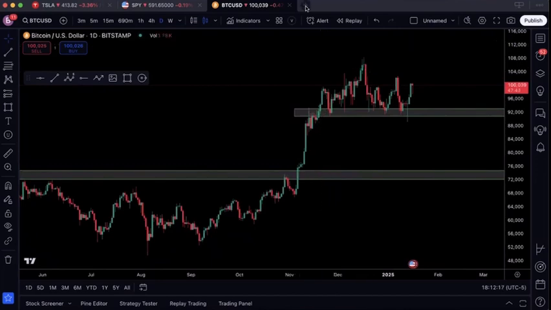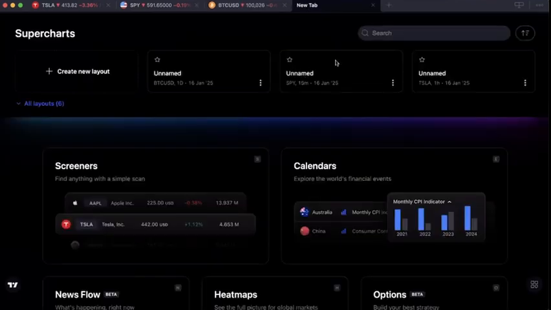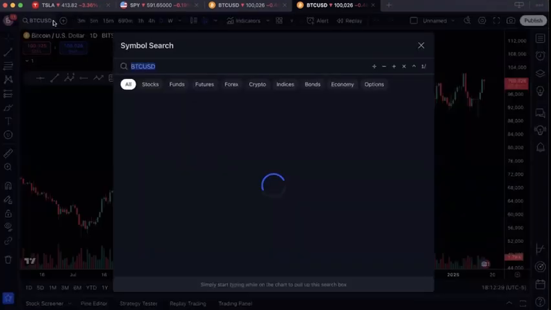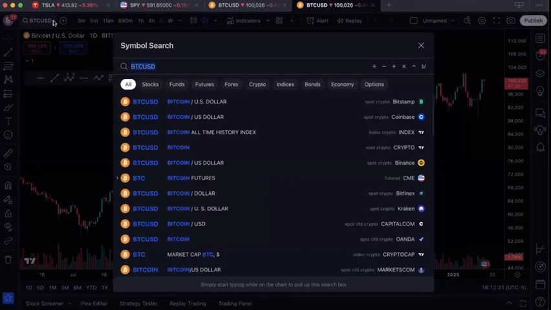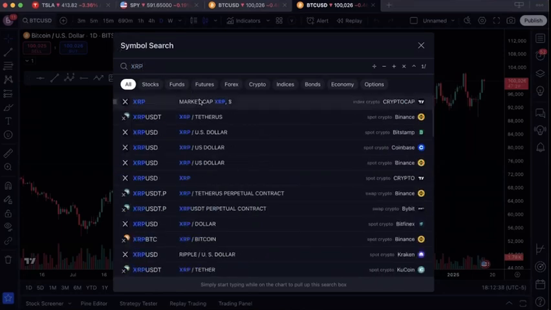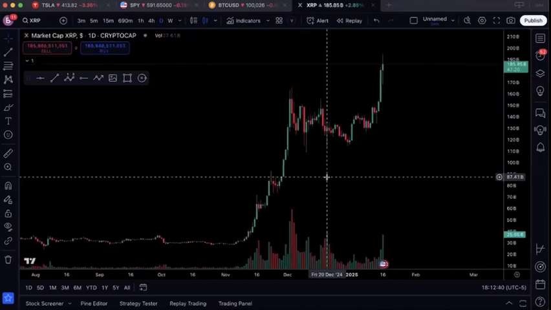I'll do another one for you guys. I use TradingView. It's my favorite by far. Let's do ES. Or no, I already have that charted. Let's do XRP. I don't have that charted. No, a lot of you guys like that.